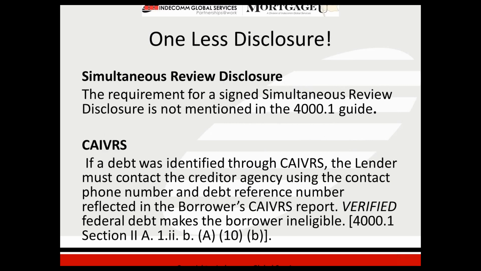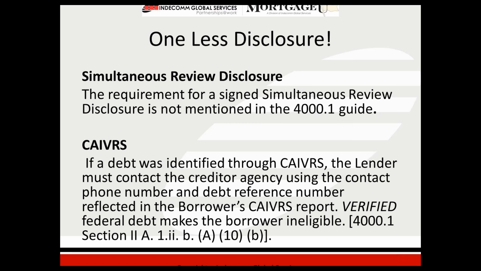There is one less disclosure that we have to worry about now. It's called the simultaneous review disclosure. The 4000.1 HUD handbook does not mention it whatsoever. The simultaneous review disclosure was one that was signed when the underwriter did not review the appraisal and the credit report at the same time. So we don't see that anymore in the new 4000 handbook.